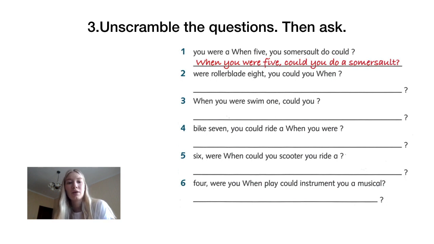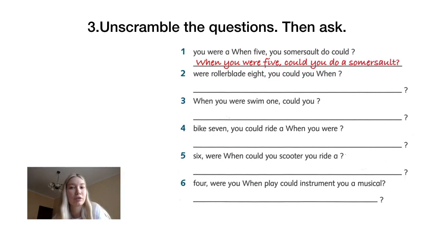Okay, and in the next exercise, you need to unscramble the questions and then you need to ask them. Let's have a look at the example. Sentence number 1, we have the words: you, were, a, when, 5, you, somersault, do, could. So what you need to do is put them in the right order. Like, when you were 5, could you do a somersault? So you have sentences number 2, 3, 4, 5, and 6 to write down in your copybook and then come back and we will check your answers.